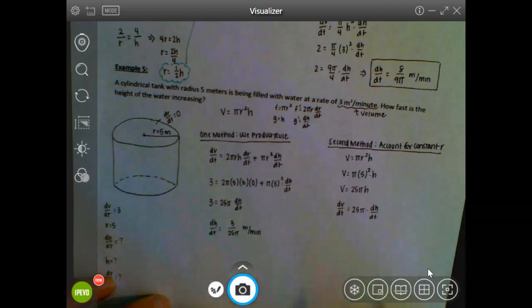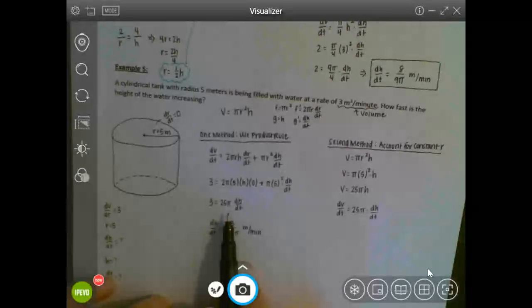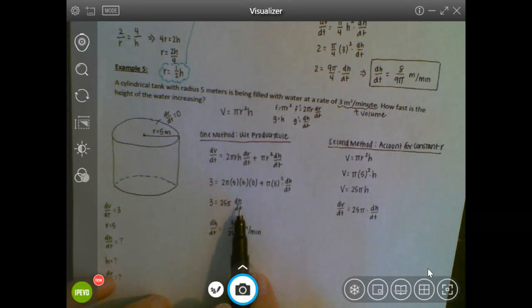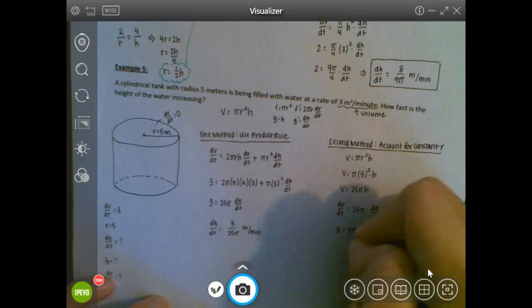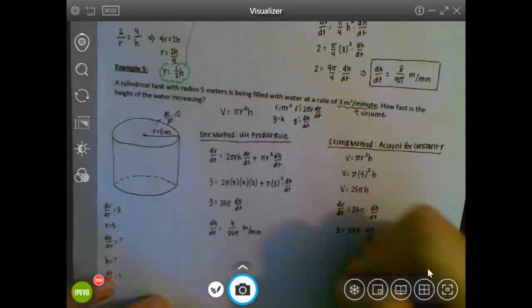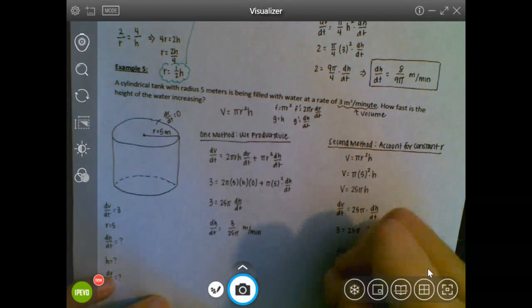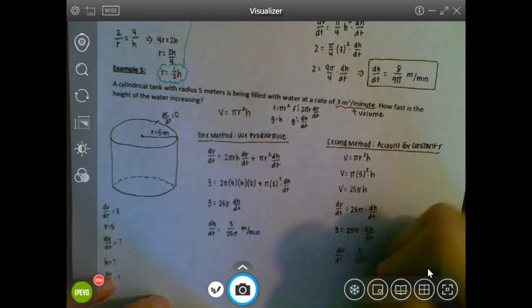And then this ends up being pretty similar to what we get down here, which took us like 3 steps to get there. Our dV/dt is 3. That's going to be equal to 25 pi times dh/dt. Again, just dividing by 25 pi on each side tells us that our dh/dt here would still be 3 over 25 pi. And again, our units would still be meters per minute.